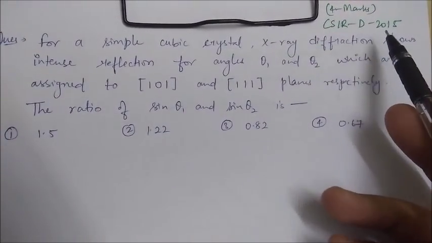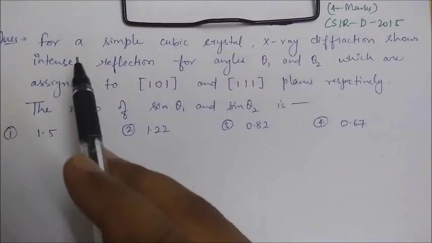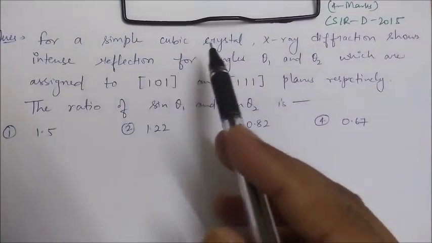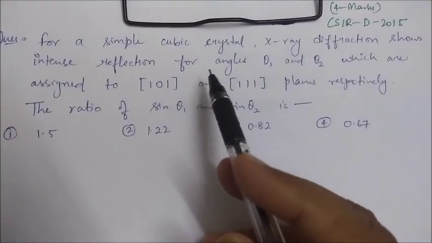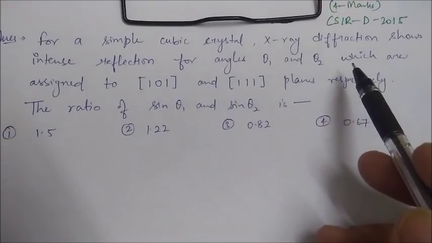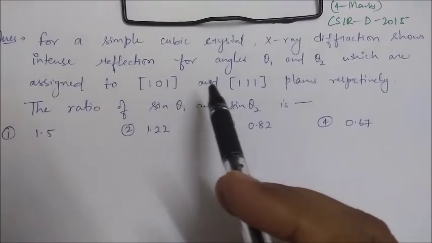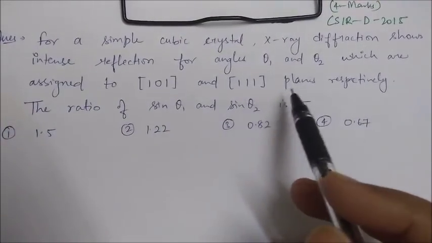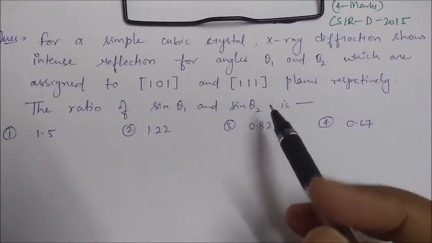That was from CSIR December 2015, and this question was asked for 4 marks. The question says that for a simple cubic crystal, X-ray diffraction shows intense reflection for angles θ1 and θ2, which are assigned to the 101 and 111 planes. These are the hkl values given for the respective planes. The ratio of sin θ1 and sin θ2 is?